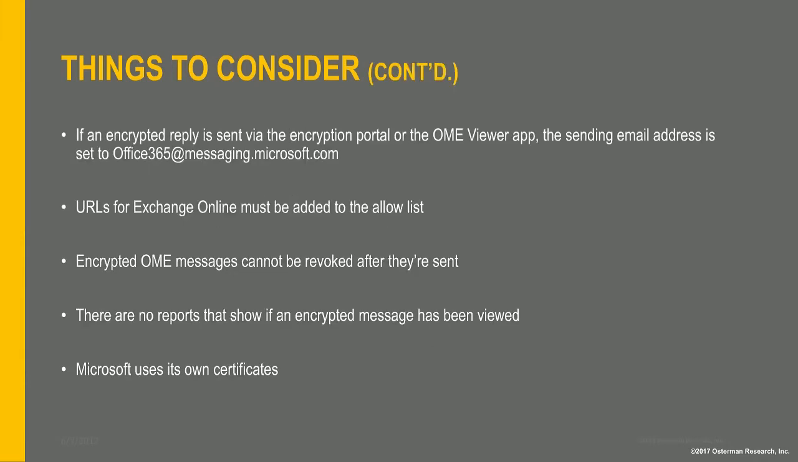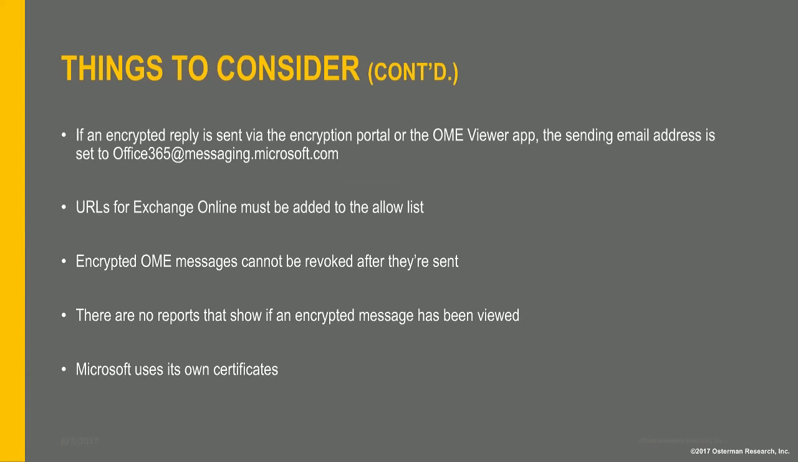Also, if an encrypted reply is sent via the encryption portal, or if you're using the OME Viewer app to receive the message, the sending email address is as you see it here. It's office365@messaging.microsoft.com. Again, not a huge issue, but it is a problem for some senders, where the email actually may get sent off to a spam quarantine because it's not coming from the sending address. Also, URLs for Exchange Online have to be added to the allow list for encrypted messages to work.